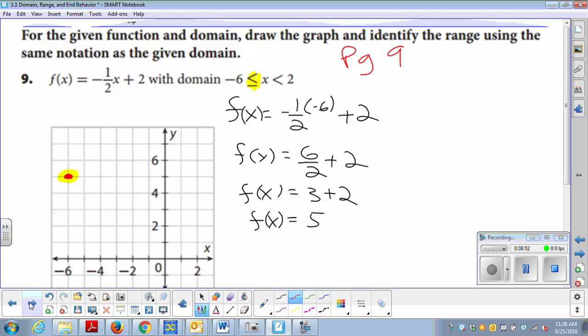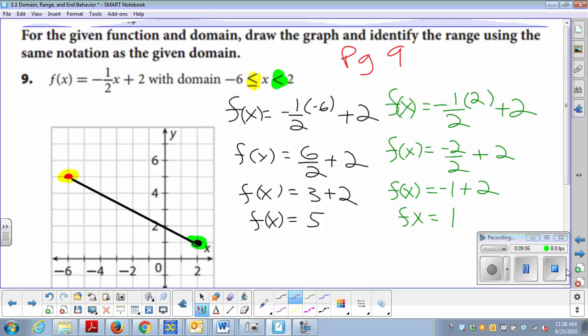Okay. Now the next thing I'm going to do is go ahead and plug in my 2 into the same function. And when I plug in my 2, I'll get negative 1 plus 2, which is 1. So my coordinate is going to be over 2 and up 1. And it's going to be an open circle because my inequality doesn't have an equal.